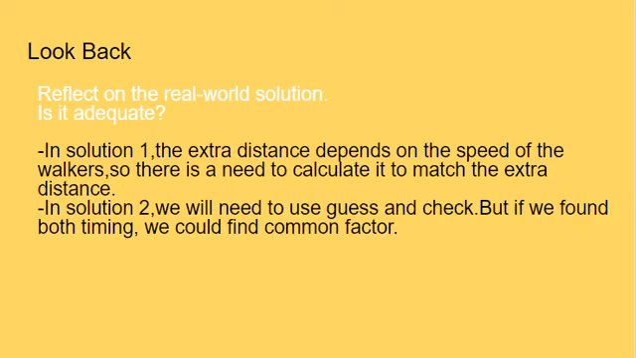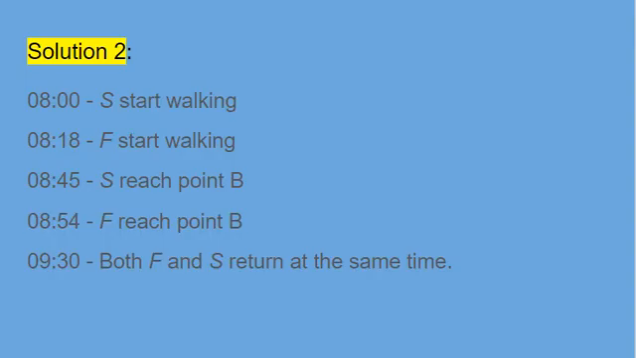Looking back, in solution 1, the extra distance depends on the speed of the walker, so there is a need to calculate it to match the extra distance. While in solution 2, we will need to use guess and check, but if we find both timings, we could find the common factor. In solution 2, S starts walking at 8 o'clock and F starts walking at 8:18. At 8:45, S reaches point B, and at 8:54, F will reach point B. At 9:30, both S and F will return at the same time.